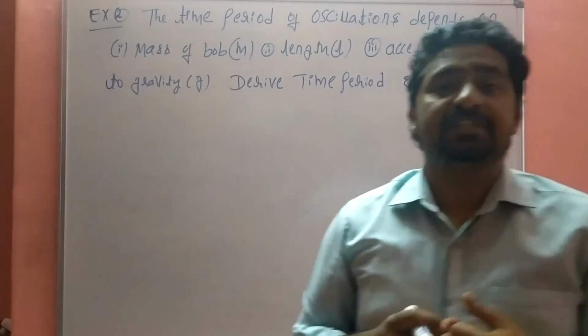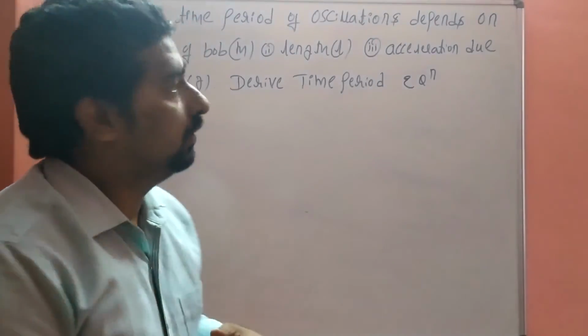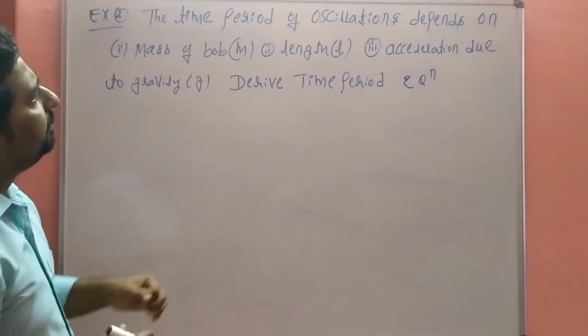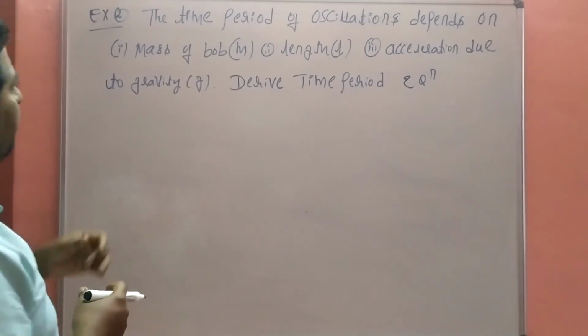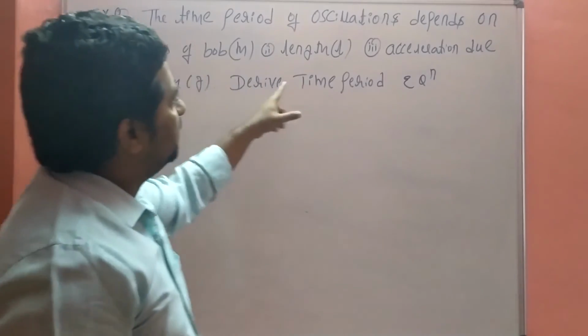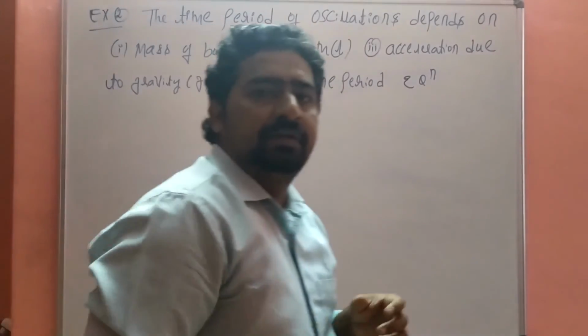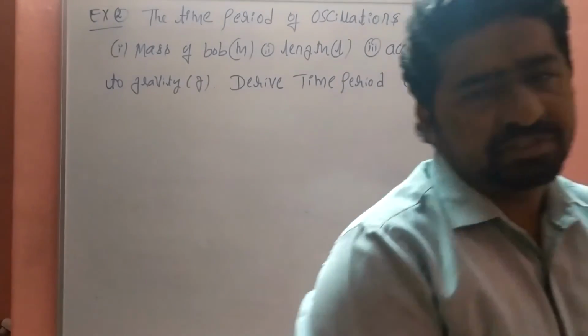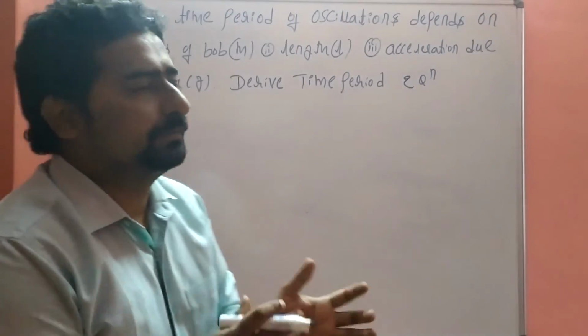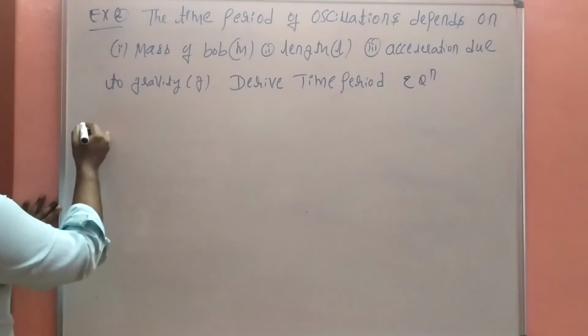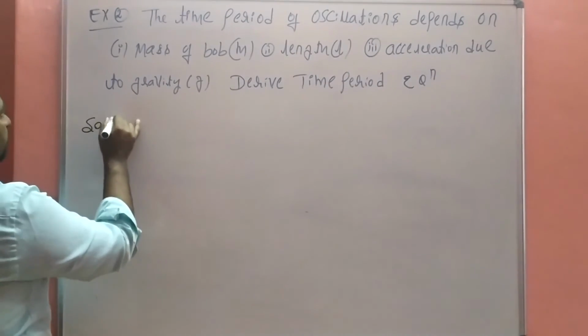Okay, the second example. The time period of the oscillation depends on mass, length L and acceleration due to gravity G. Derive the time period equation by using the dimensional method. Okay, so let's see the solution for this problem.